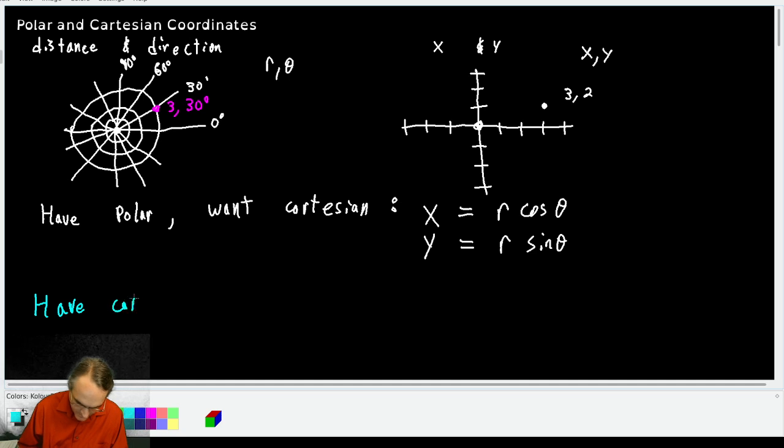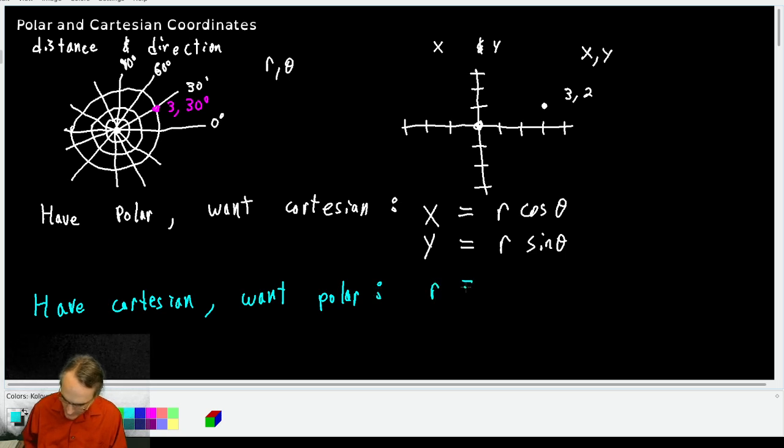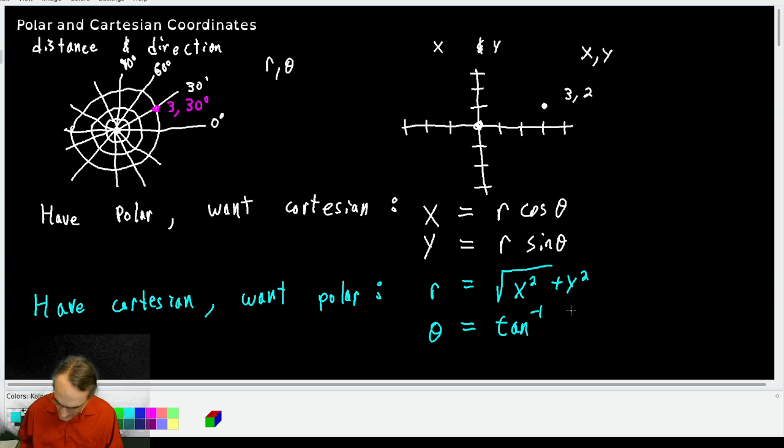What if you have Cartesian and you want polar? Well, r is the distance. If you think about this as a right triangle, come out along one side, go along the other, hypotenuse through the middle. It's basically the distance formula, the Pythagorean theorem. R would be the square root of x squared plus y squared. And the angle would be the inverse tangent of the y component over the x.